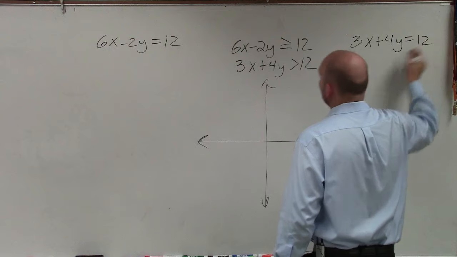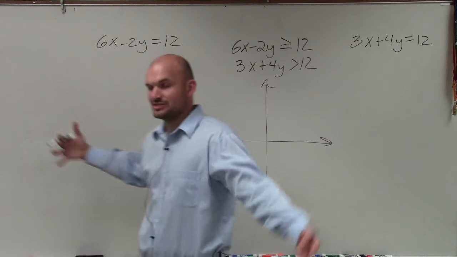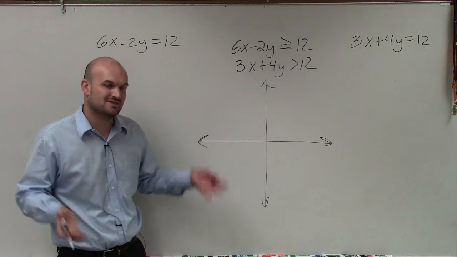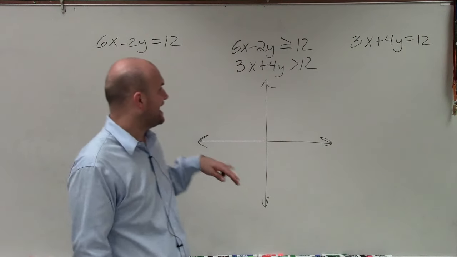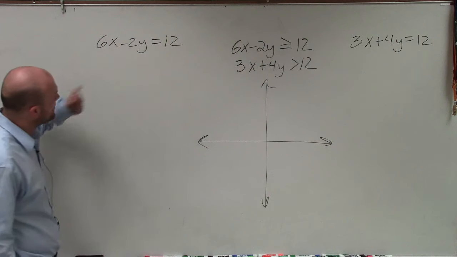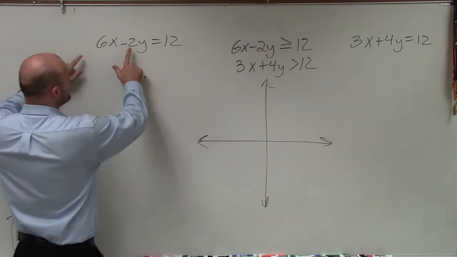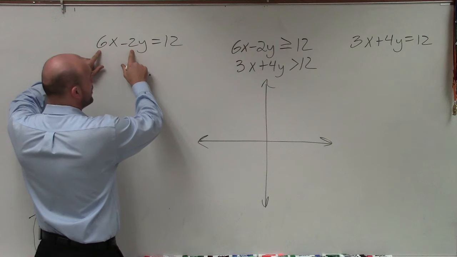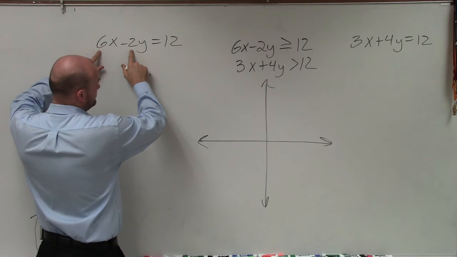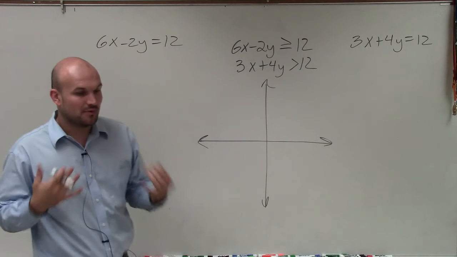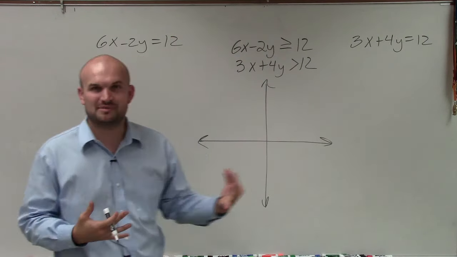Now, over here, you can see both these equations are in standard form. So as far as graphing them in slope-intercept form, we're going to have to do some work. I'm actually going to take a separate step and use the intercept method for this problem, because I noticed that my coefficients for x and y are both divisible into 12. So when I use the intercept method, I'm not going to be dealing with any fractions.